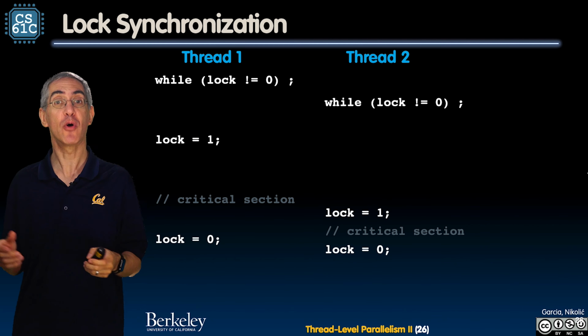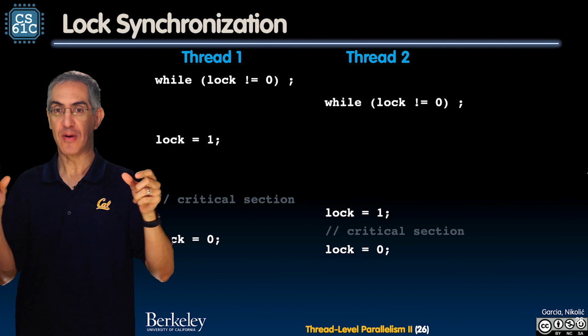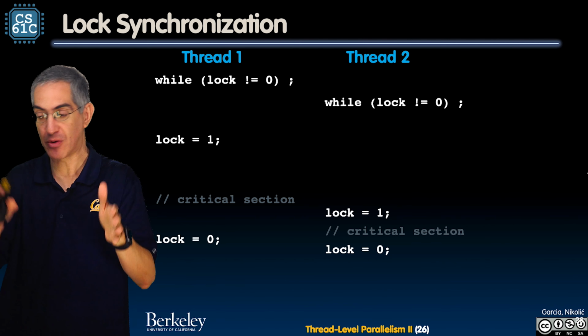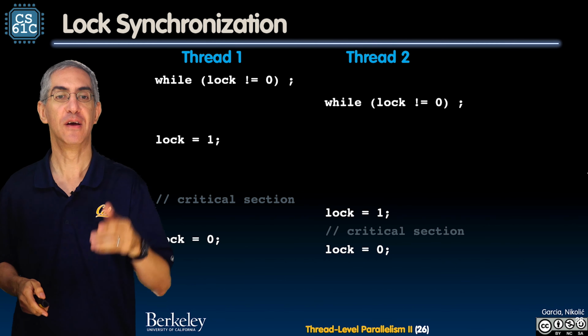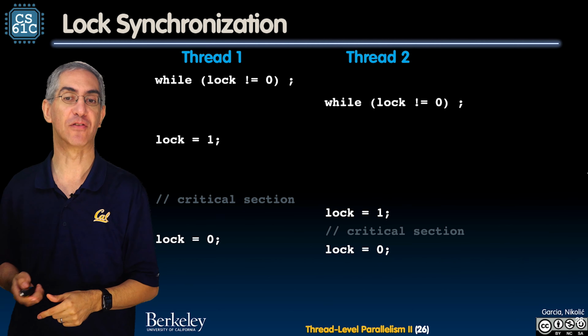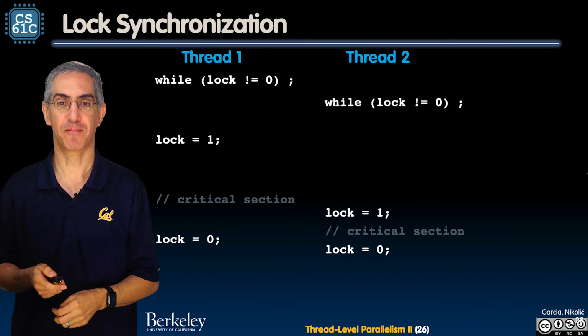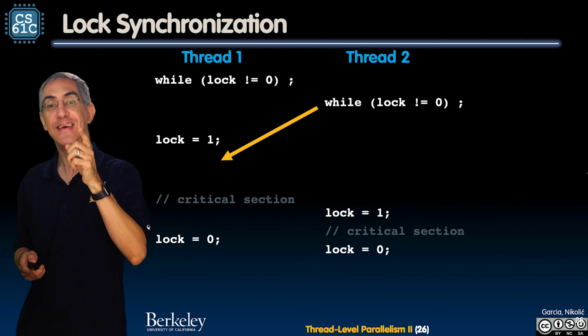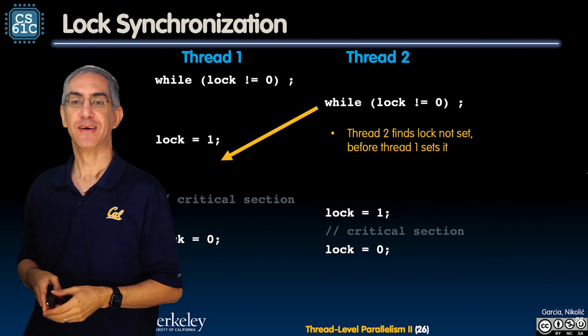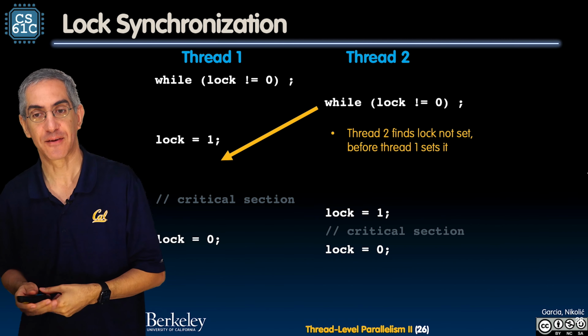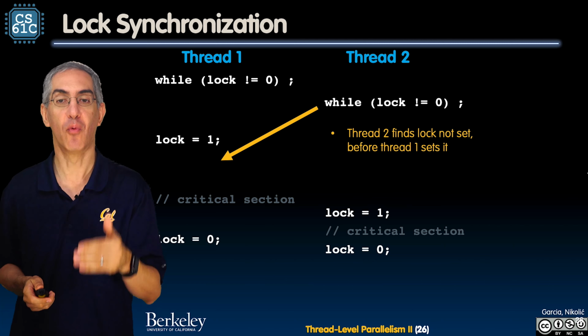Now let's see how this might work. I've got two different threads, both running the same stream of execution. So they both do this. The one spins and waits, the next one spins and waits. Now here's the problem. Thread 2 finds the lock is not set before thread 1 sets it.